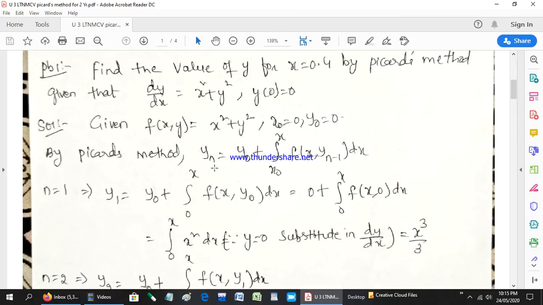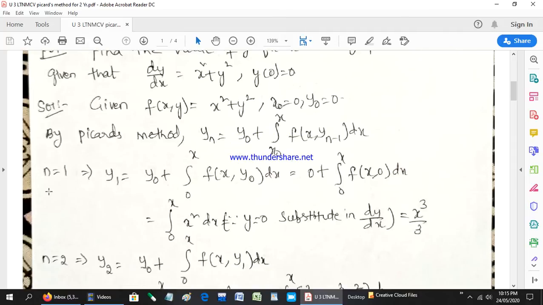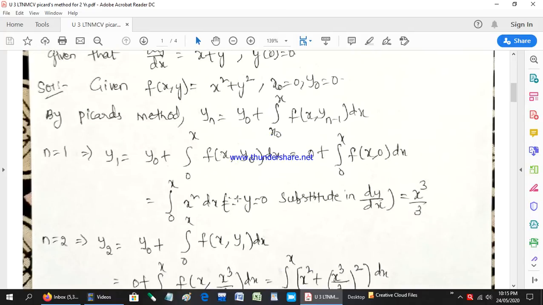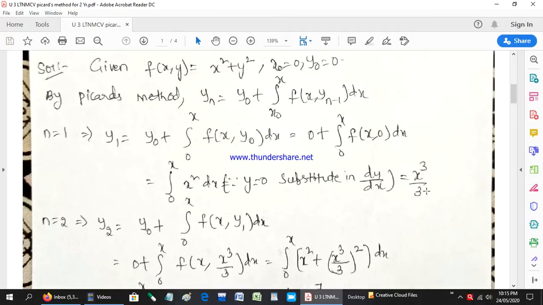Now writing the nth formula, yn is equal to y naught plus integral x naught to x f of x, y n minus 1 dx. Here putting n is equal to 1, y1 is equal to y naught plus integral 0 to x f of x, y naught dx. This gives 0 plus integral 0 to x f of x, 0, since y naught is equal to 0. Putting y is equal to 0 in the given function, x square plus 0, that is x square dx. So integral 0 to x of x square dx gives x cube by 3.